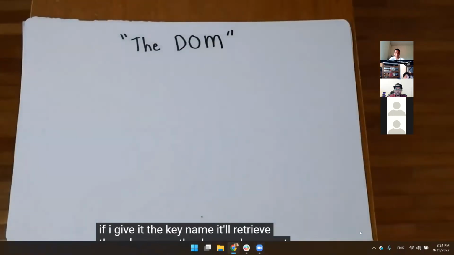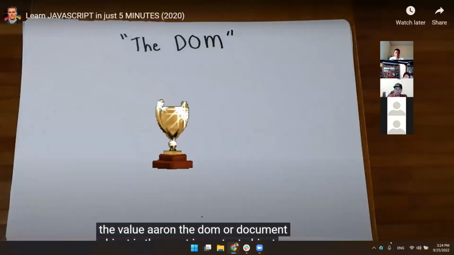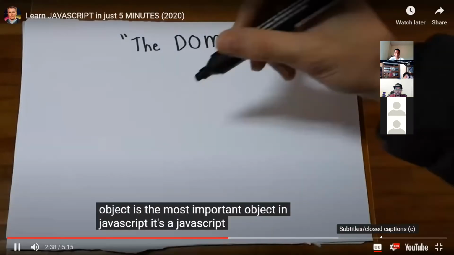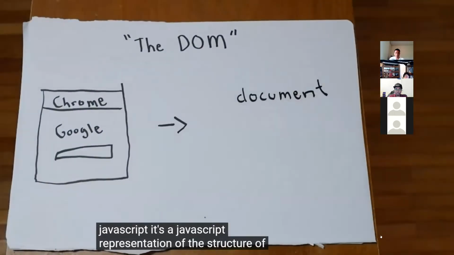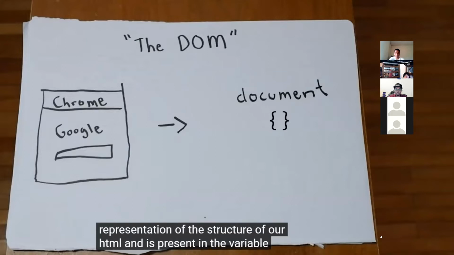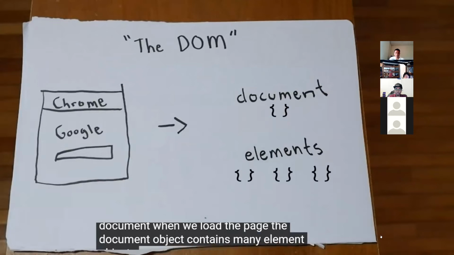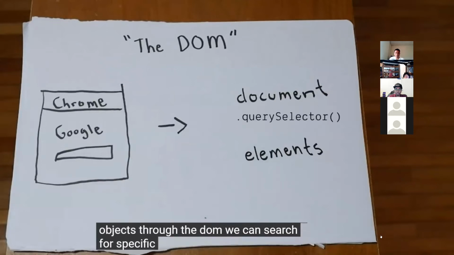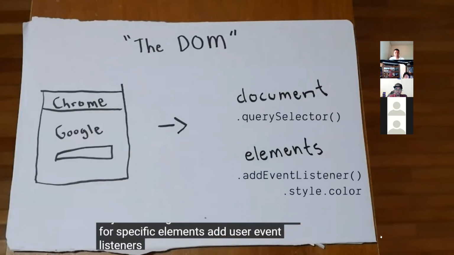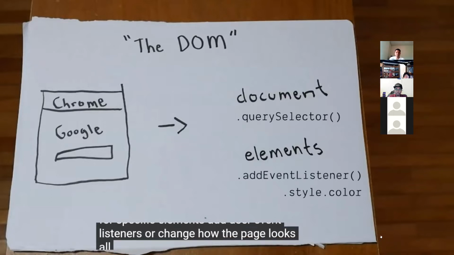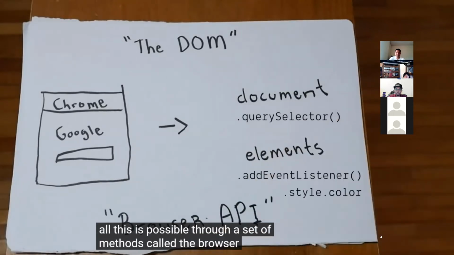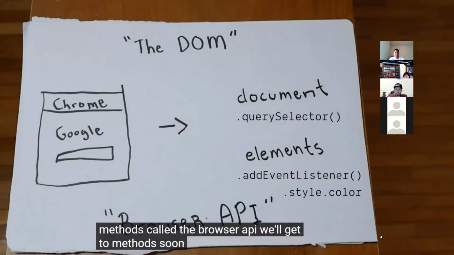The DOM, or document object, is the most important object in JavaScript. It's a JavaScript representation of the structure of our HTML and is present in the variable document when we load the page. The document object contains many element objects. Through the DOM, we can search for specific elements, add user event listeners, or change how the page looks. All this is possible through a set of methods called the browser API. We'll get to methods soon.